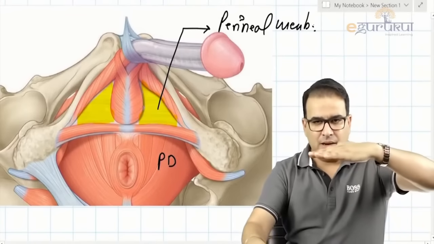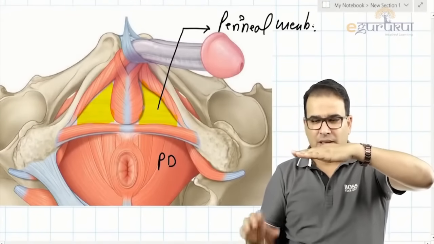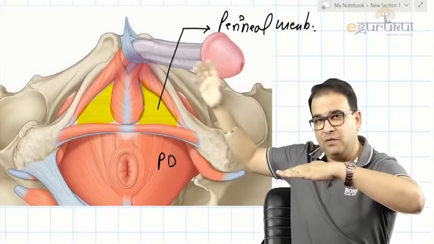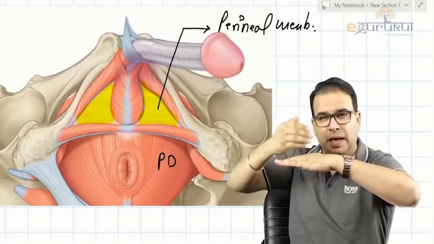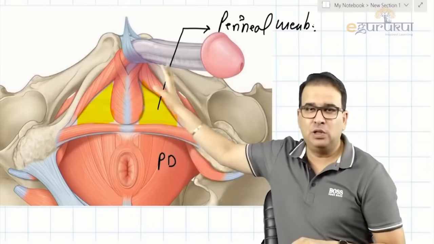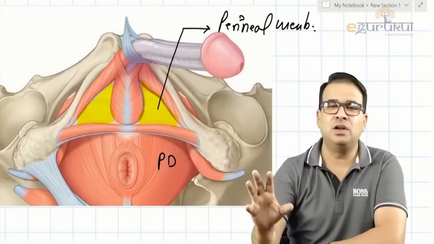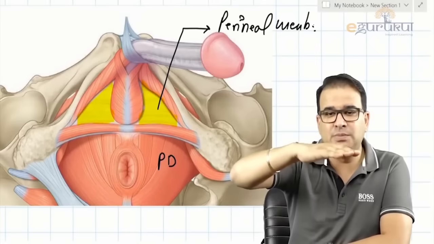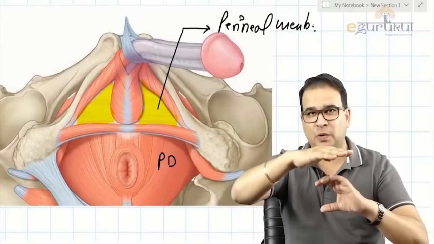Now, the perineal membrane is situated in such a way that above the perineal membrane, the one which we can't see, we have a deep perineal pouch, and below the perineal membrane, everything you can see here is a content of what? Superficial perineal pouch. So, the perineal membrane is the one which is present between the deep pouch and the superficial pouch.